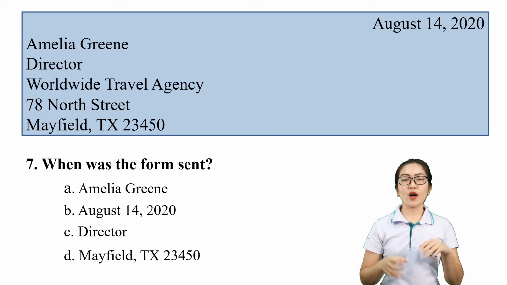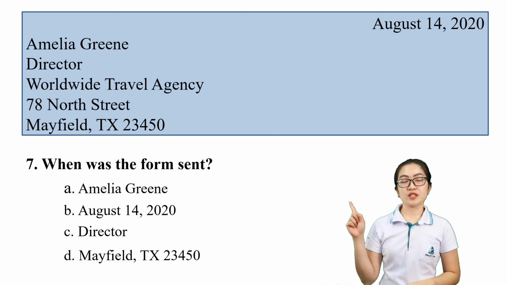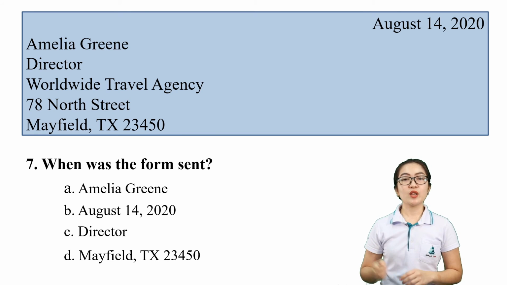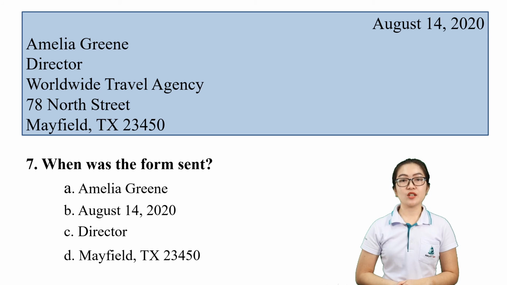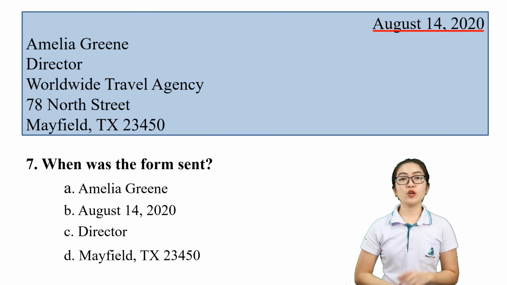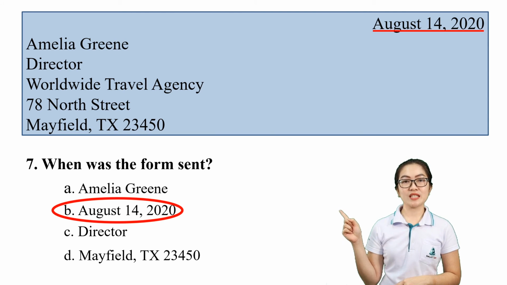Number 7. When was the email sent? What kind of question is this? Right, this is a detailed question. The WH question, when, is used when asking about the time or the date. In the parts of a letter, where is the date usually located? Yes, it is in the top portion of the letter. There is only one date included in the answer choices, and the rest are the details of the sender's address. The answer is letter B, August 14, 2020.